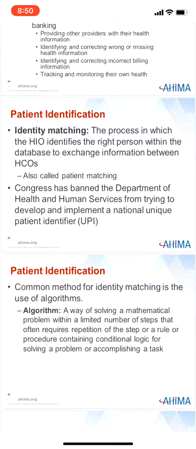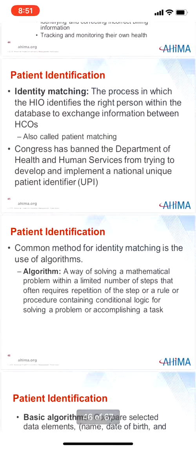IT infrastructure. Patient matching is almost universally needed to enable the interoperability of health data for all kinds of purposes. Patient matching also requires careful consideration with respect to its effect on patient safety and administrative cost. Owing to privacy concerns, Congress has banned the Department of Health and Human Services from trying to develop and implement a national unique patient identifier.